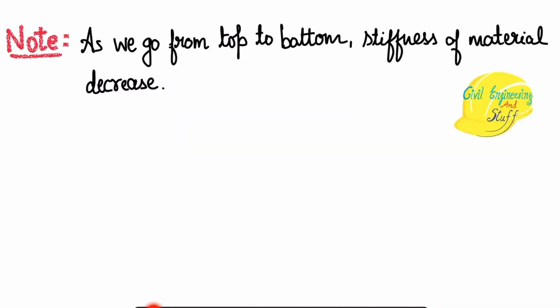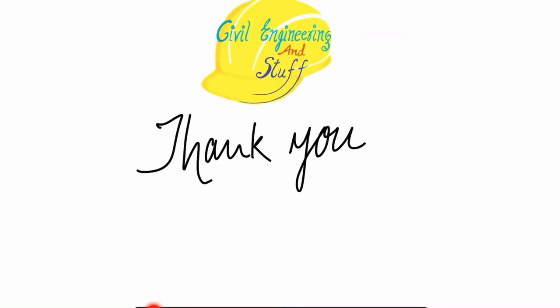So at the end, one thing that we should know is that as we go from different layers from top to bottom, the stiffness of the material decreases, right? So the top layer will have higher stiffness, and as we go down, the stiffness of the material will decrease. All right. So this was all about the construction of pavement.